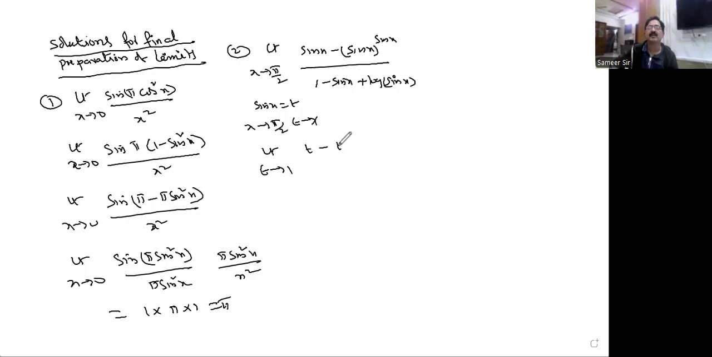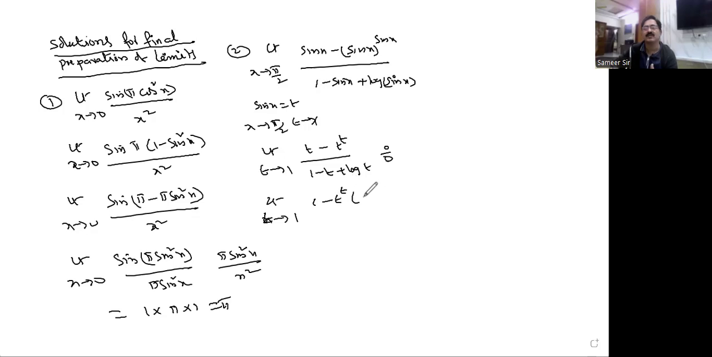So t tends to 1. This is t minus t to the power of t divided by 1 minus t plus log t. Now the question is 0 by 0 form, same as it is. I changed the structure of the problem. So now this is useful for us to solve the question. It is easy for us to solve the question. If you differentiate, this becomes 1.